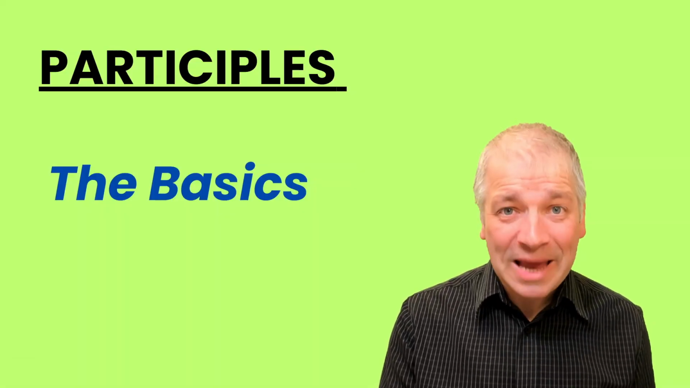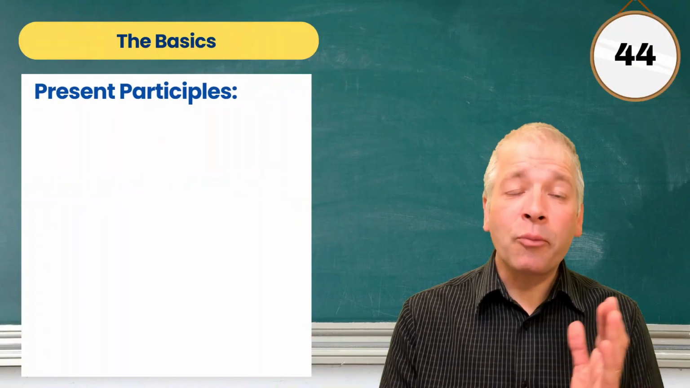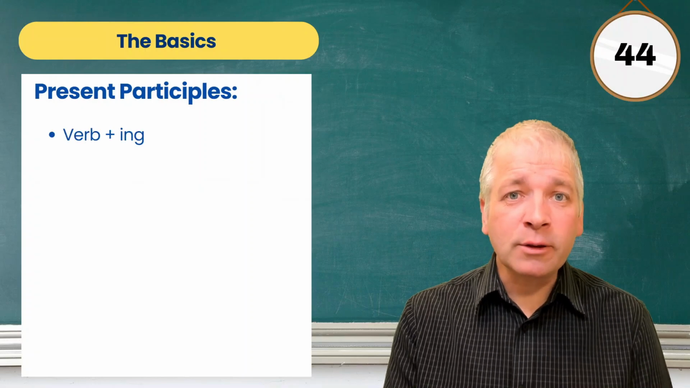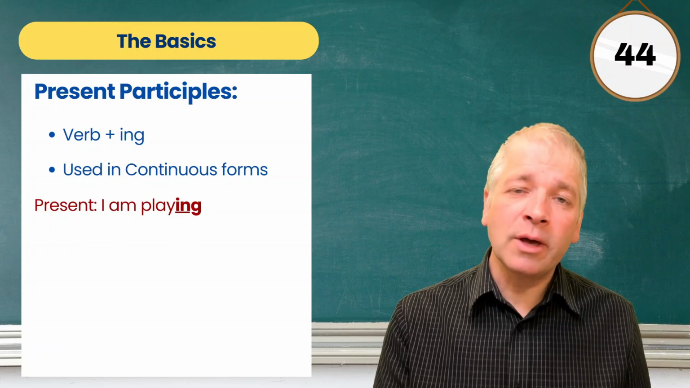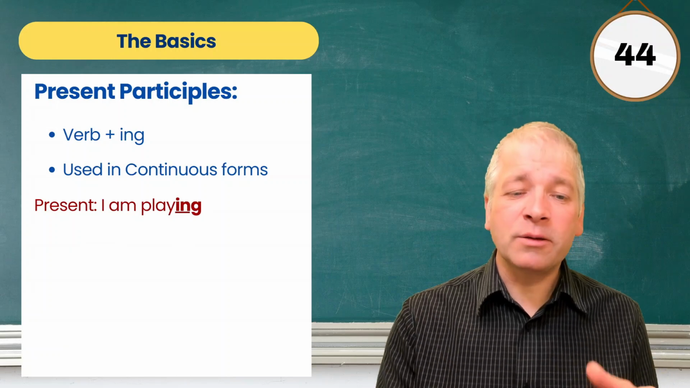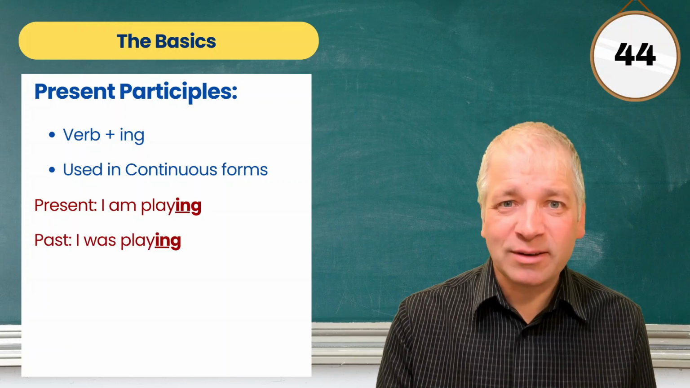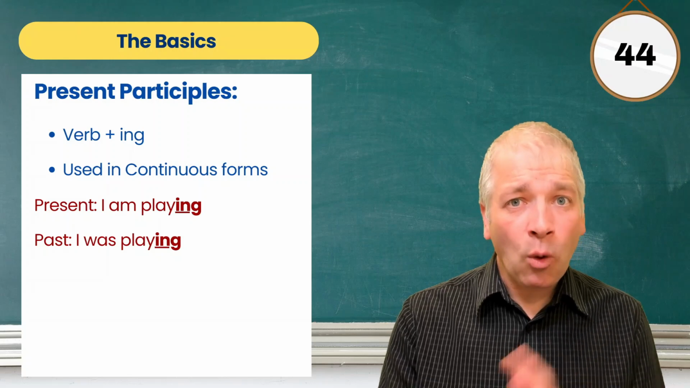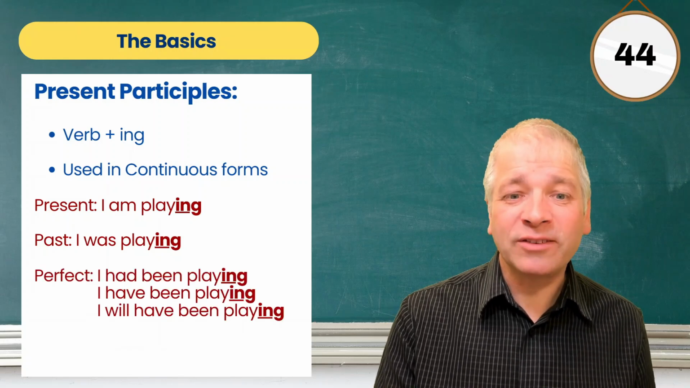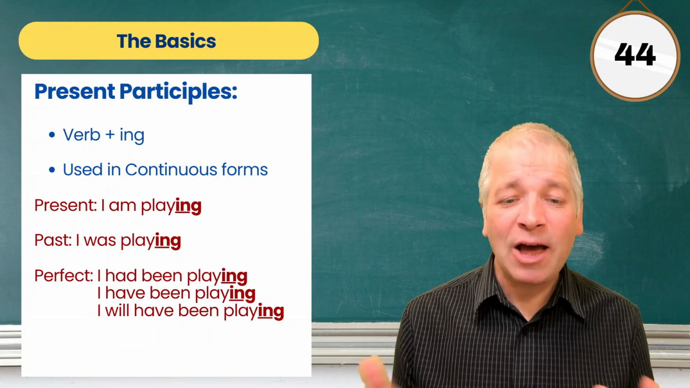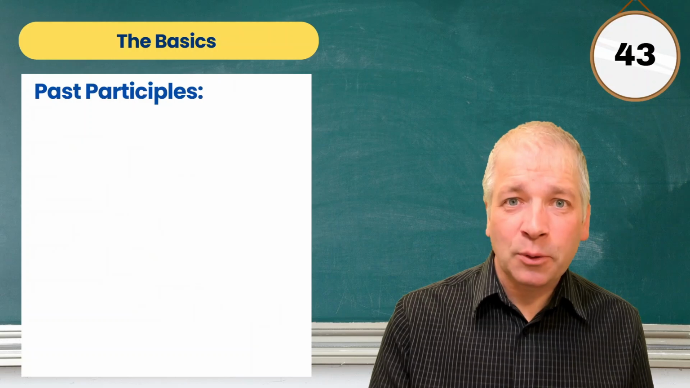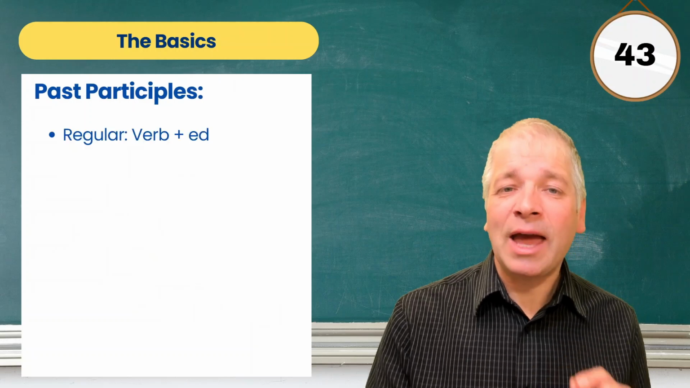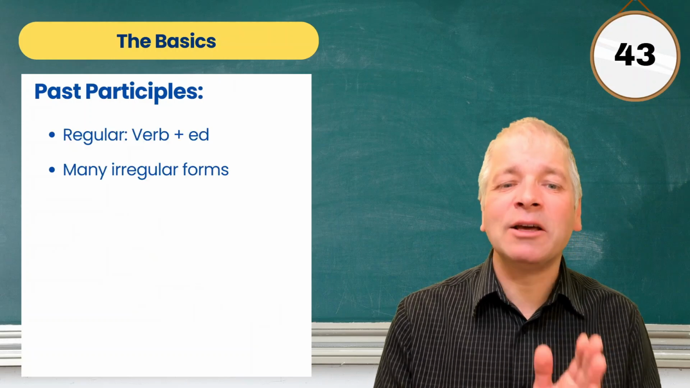Let's start with the basics. Firstly, present participles. This is where a verb finishes with ing. We often do this in continuous forms, such as I am playing for the present tense, past continuous I was playing, and in perfect tenses it could be I had been playing, I have been playing, I will have been playing. Past participles have ed at the end of the verb, unless they're an irregular form.